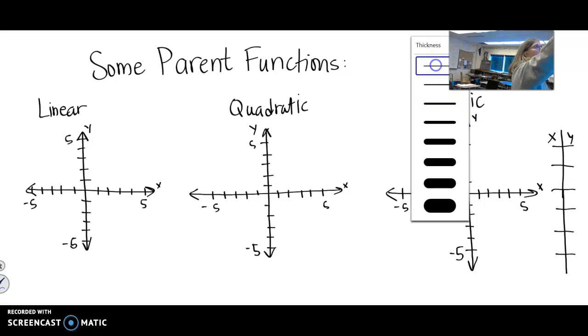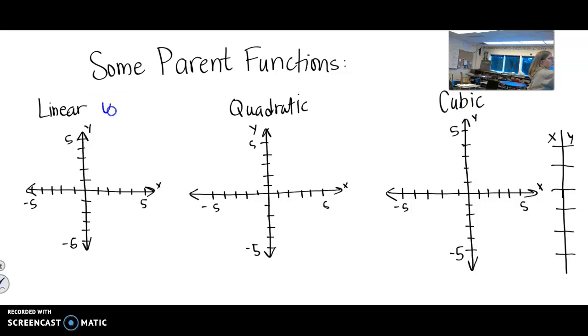In Algebra 1, we covered linear functions. The basic parent function is y equals x, or if I write it in function notation, f of x, which is the same thing as y. Oops, did I write x squared? f of x equals x. So y equals x is the parent function for your linear functions.